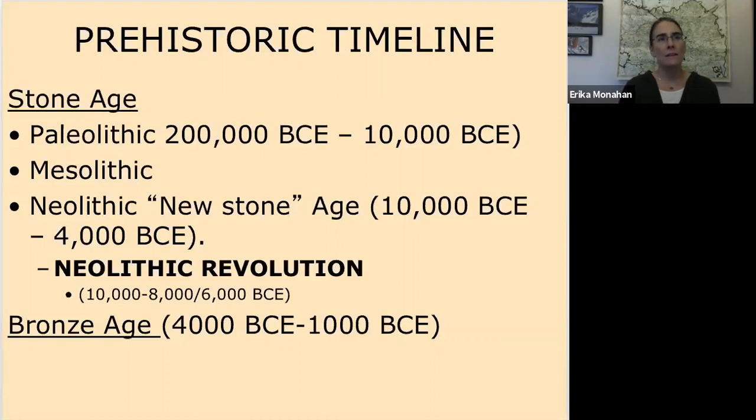And then we have the Neolithic, or the New Stone Age, and that is characterized by the Neolithic Revolution, a revolution that takes place over thousands of years, actually. But the Neolithic Revolution consists of two major developments. And those two major developments are that people domesticate animals and they start to rely on agriculture to feed themselves on a regular basis.